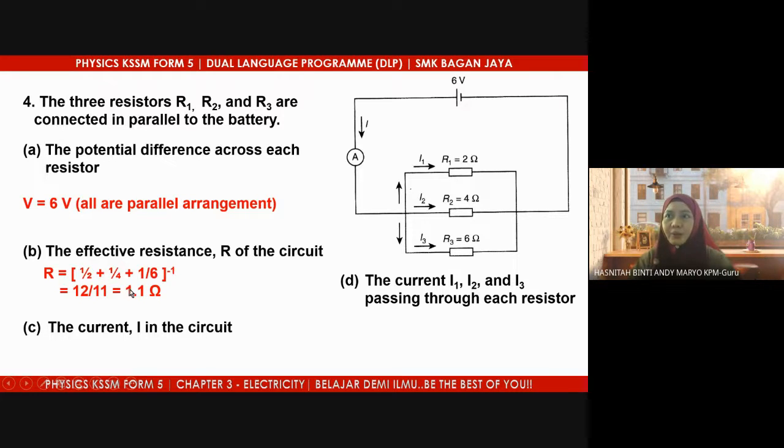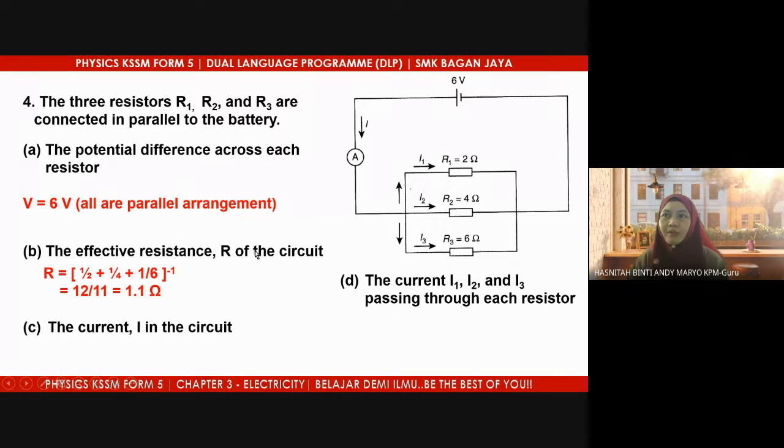Okay, so the answer is 1.1 ohm. Did you get 1.1? Yes, very good. Okay, 1.1 ohm, or 1.09, okay, 1.09 or 1.1 ohm. Okay, now find the current.